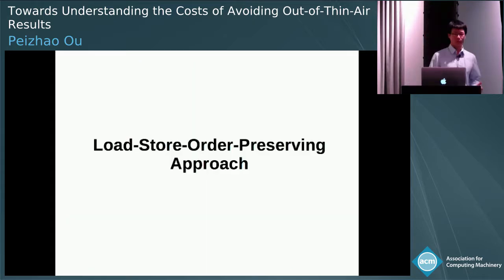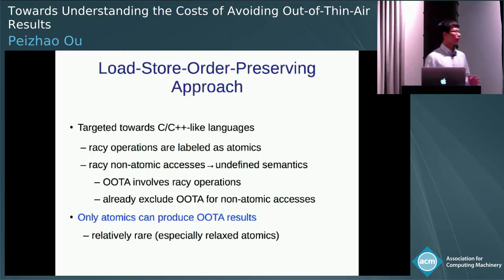Next, let me show you our second approach, which works by preserving load-store ordering. This approach is targeted towards a C++-like programming language. So in C++, racy memory operations must be explicitly labeled as atomics. The reason is that if there's any data race for non-atomic accesses, the memory model would assign undefined semantics for the whole program. Now that out-of-thin-air results will involve racy operations, the memory model itself already excludes out-of-thin-air results for non-atomic accesses. As a result, for such languages, we only need to consider atomic operations.